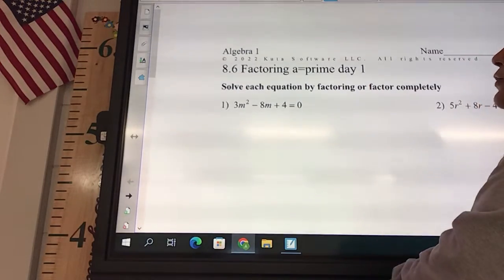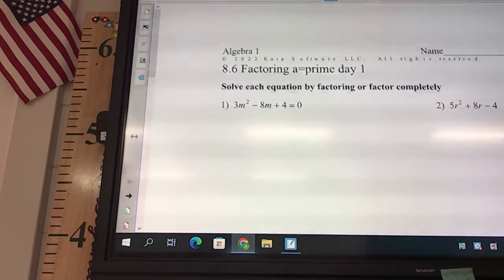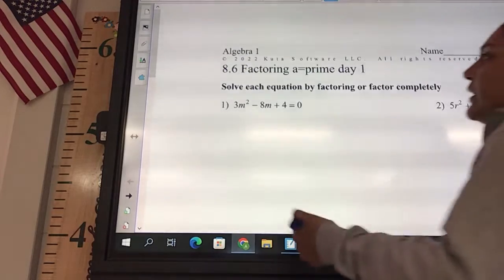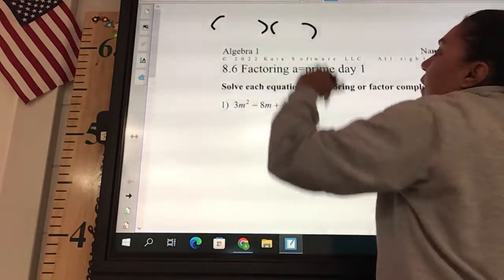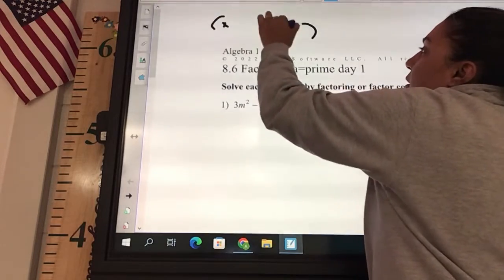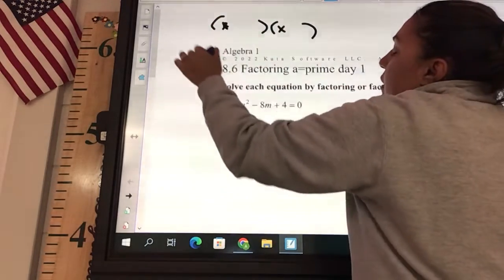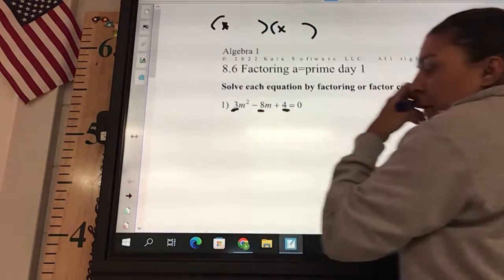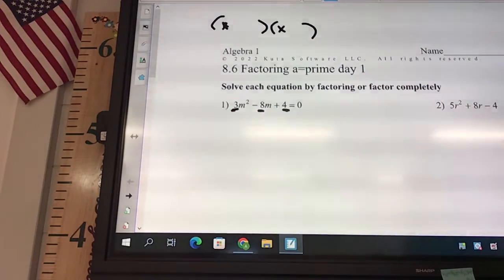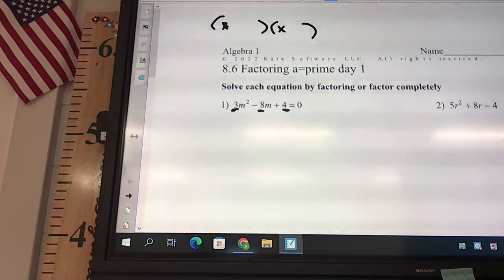Today, you guys are going to be factoring when A is prime. Before, we did this by drawing two parentheses and saying X and X. Well, you could only do that because we had, where this is A, B, C, our A was 1. And so that way of factoring does not work.